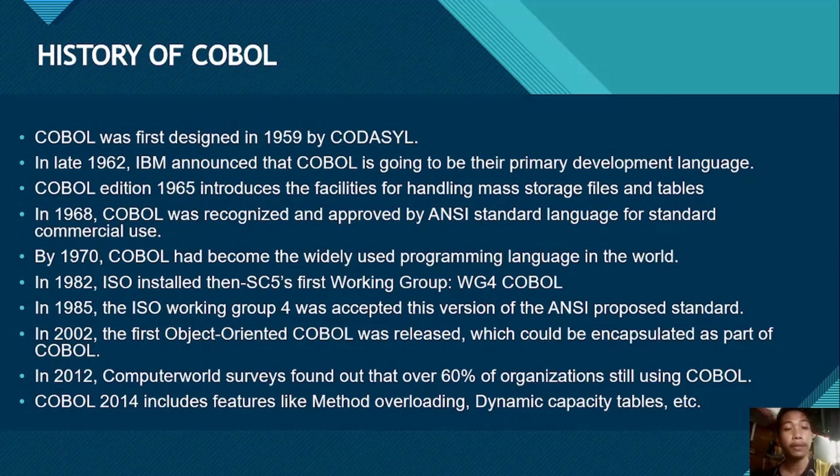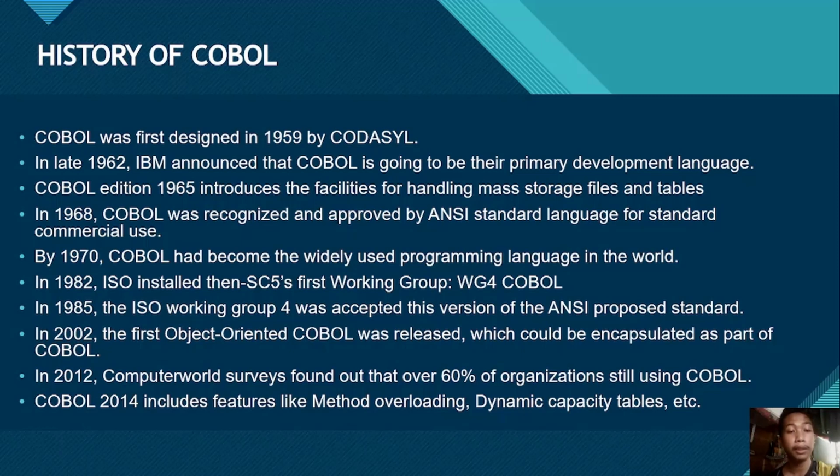So, history of COBOL. COBOL was first designed in 1959 by CODASYL, or Conference on Data Systems Languages, which is a consortium formed in 1959 to guide the development of a standard programming language that could be used on many computers. In late 1962, IBM, or International Business Machines, announced that COBOL is going to be their primary development language. COBOL edition 1965 introduced the facilities for handling mass storage files and tables.